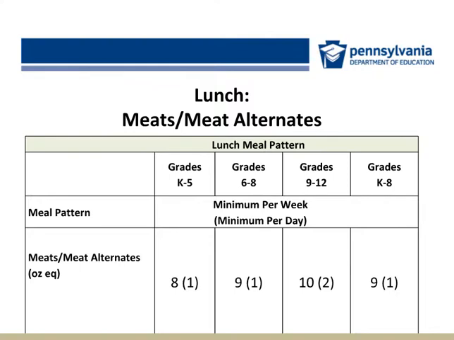As with the grains component, the meat alternate component originally had both weekly minimums and maximums for each grade grouping. So you will still see those ranges listed on some of USDA's meal pattern charts. However, again, USDA has extended flexibility and made it permanent. So as Kathleen mentioned earlier with the grains, the maximums are listed only for the meal planner's guidance at this point.